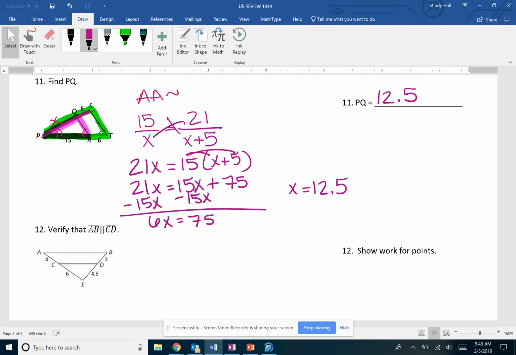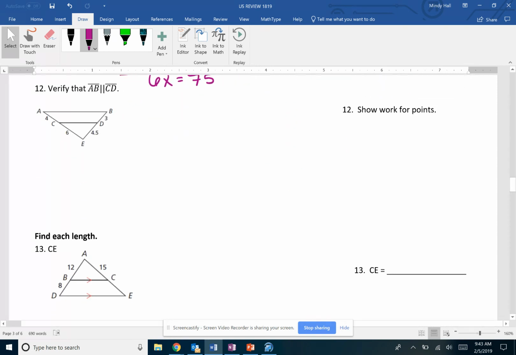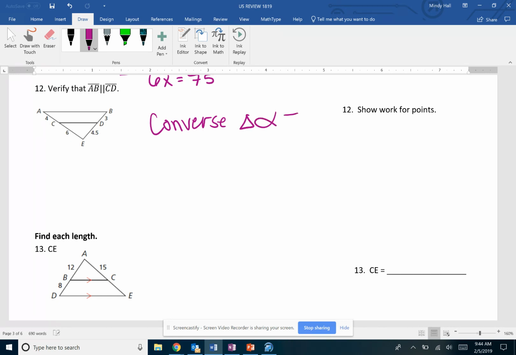Our next one is we need to verify that AB is parallel to CD. Remember, in 7.4 we had triangle proportionality theorem, converse triangle proportionality theorem, and triangle angle bisector theorem. In order to verify that these are parallel, that would be the converse triangle proportionality theorem. What that says is that these sides need to be proportional to each other. So just make sure that you're careful. This full side is 10, and this full side is 7.5. You don't want to just compare 4.5 to 3 because that's just a small portion of the big side.